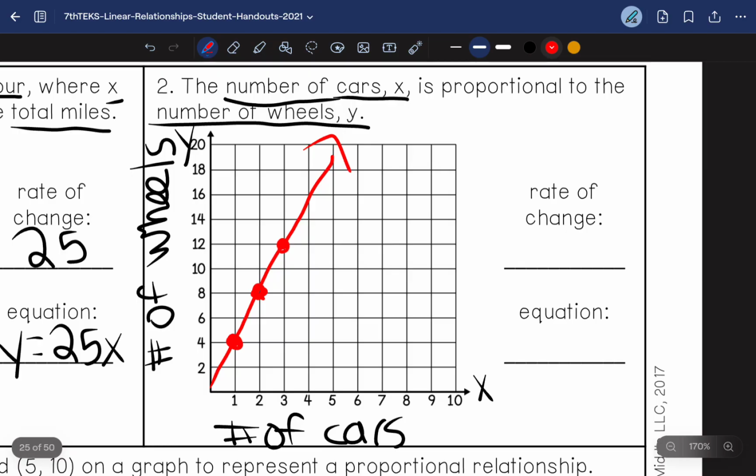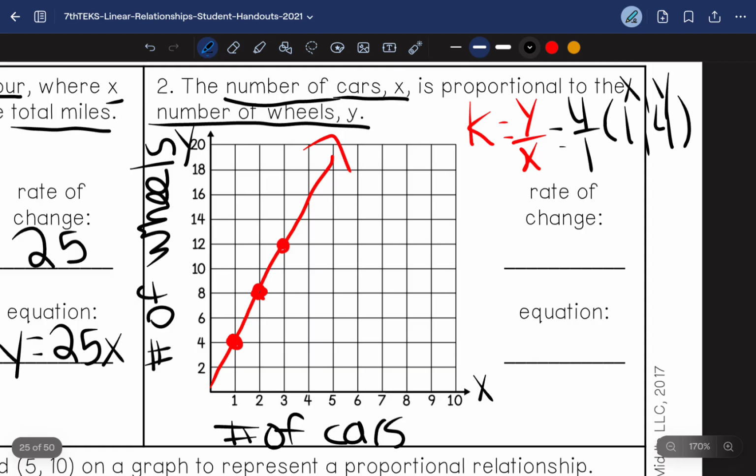Now the rate of change. Rate of change, remember, is our constant of proportionality, which is y over x. So I'm just going to pick an ordered pair here. And the ordered pair that I'm going to pick is 1, 4. So 1 represents the x values and 4 represents the y values. So it's going to be 4 over 1, which equals 4. So then our equation, y equals 4x.